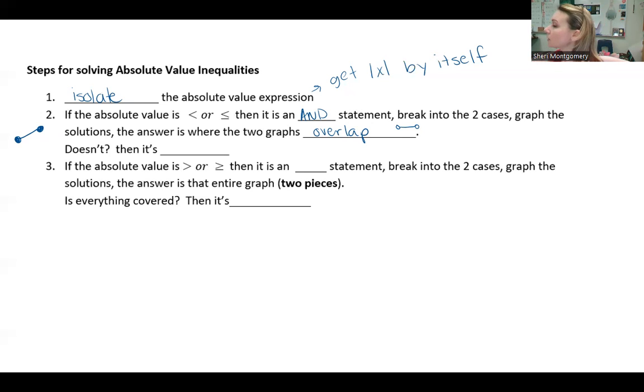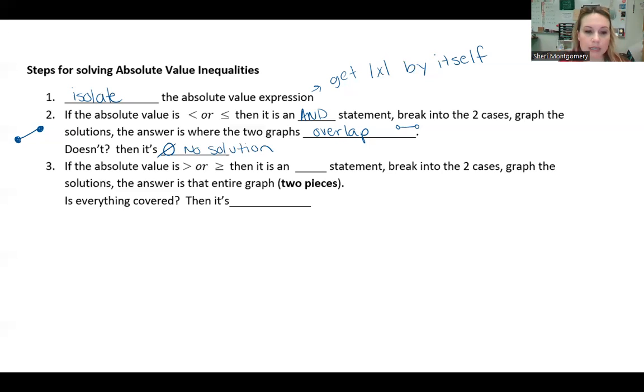When you go to graph, and for these, graphing is kind of how you check yourself. If your graph doesn't overlap like that, then there's no solution. It didn't work. And a symbol for no solution is this one. For no solution. So that's the way that I remember it, is less than and. That's how I remember that less than is an and statement, and an and statement has to go together where they overlap.